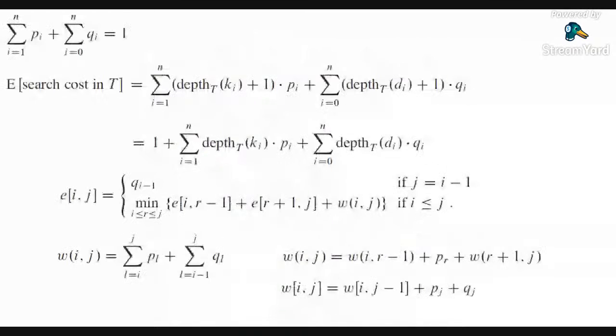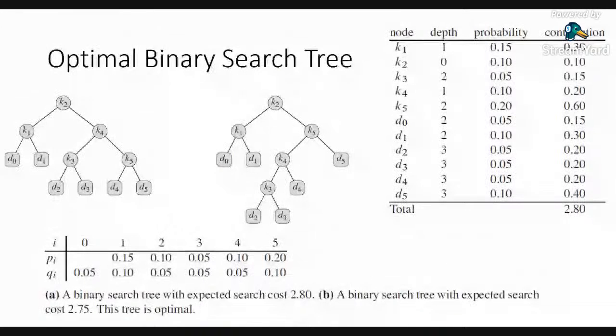What is the optimal binary search tree? This is the first figure and the second figure. This second figure is nothing but the optimal binary search tree. If K2 is my root, then I need to decide what should be on the left side and what should be on the right side. What is the relationship between K1, K2, K3, K4, K5? K1 is less than K2, K2 is less than K3, K3 is less than K4, K4 is less than K5.